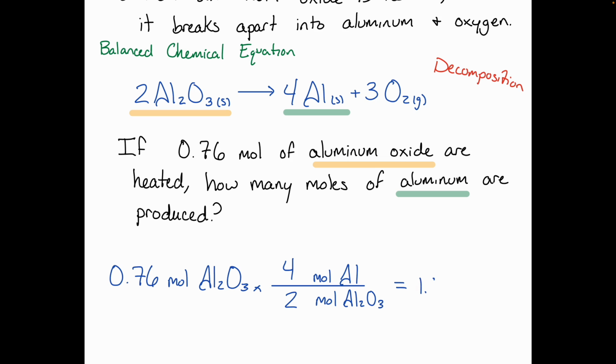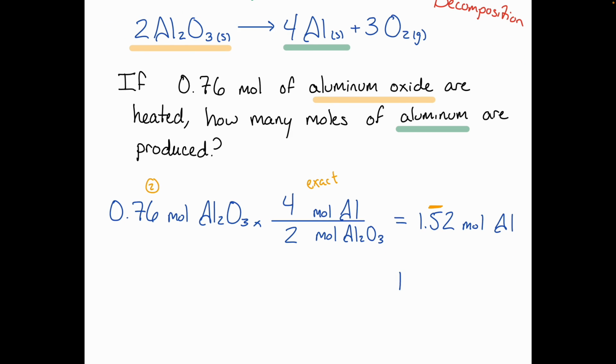All right, 1.52 moles of aluminum. And then lastly, my sig figs. My initial measurement has 2. And my mole ratio is exact. So, boom. Round that off to 2 sig figs, 1.5 moles of aluminum. Thank you. It's just testing who's paying attention.